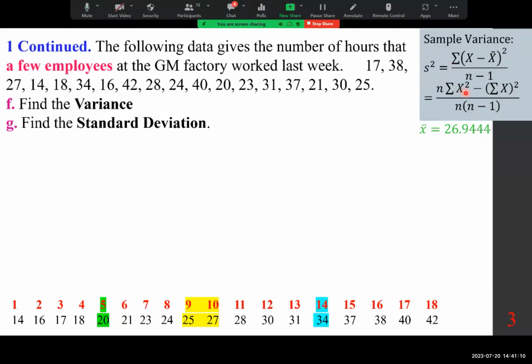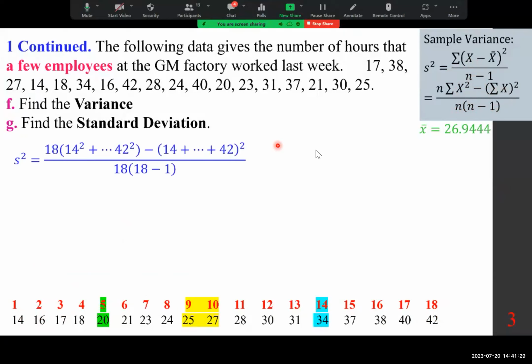Summation of X squared, that means 14 squared plus 16 squared plus 17 squared all the way to the end. And then minus summation of X, add them up, 14 plus 16 plus all the way to 42, and square that, divided by N, 18, times N minus 1, 18 minus 1. So take a look at the detailed information. We are writing this formula, we are following this formula, and we are plugging in.